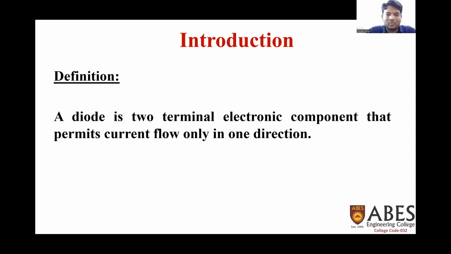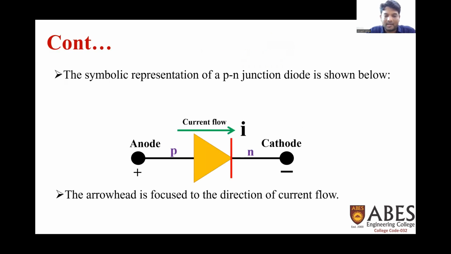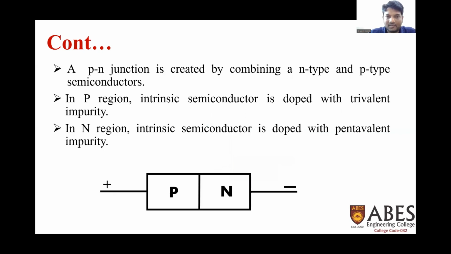So a diode is a two-terminal electronic component that permits current flow only in one direction. And here you can see the symbolic representation of a PN junction diode, in which here is the anode that corresponds to the positive terminal, and here is the cathode that corresponds to the negative terminal. And here in green color you can see the arrow that shows the direction of current flow, that is unidirectional current flow. As I discussed, a diode allows current only in one direction.